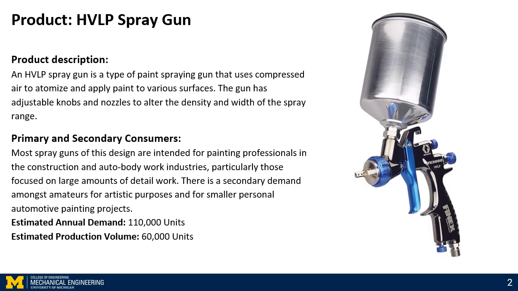This product is an HVLP spray gun, which stands for high volume, low pressure. It is a tool used to apply paint or coatings with high efficiency and control. It works by using a large volume of air at a low pressure to break the paint into a fine mist. HVLP guns are commonly used in automotive painting, woodworking, and finishing applications. These would be our primary customers. Our secondary customers would be those amongst amateurs for their artistic purposes and for smaller automotive painting projects.